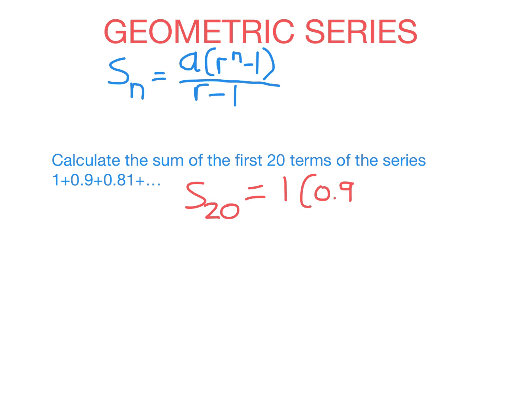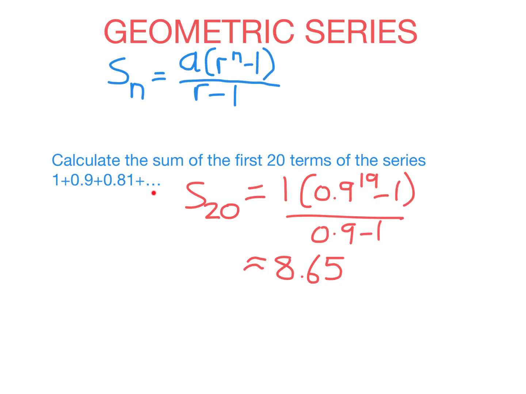So it's 0.9 to the power of n minus 1, all divided by R minus 1. So putting that on our calculator, we get about 8.65. We would expect that our answer would be a decimal because each of these terms each time is having one more decimal place. All right, let's now look at a harder question.